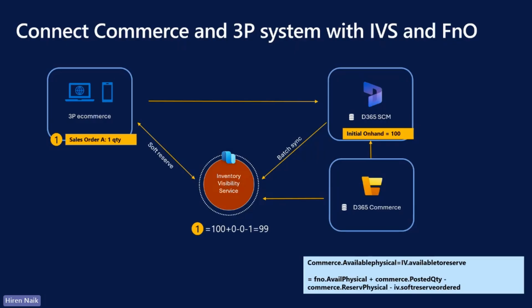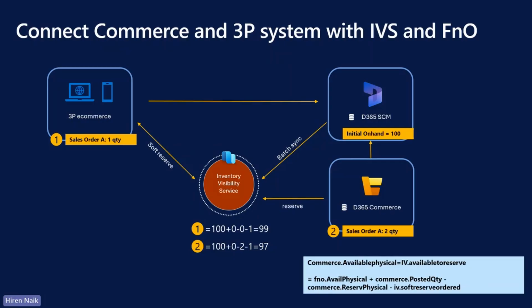And then it would minus commerce reserve physical, which is also 0 because there's no order for now from commerce. And then we minus 1 as the IVS soft reserve ordered quantity, because that is the one that is from third-party e-commerce. So now the available inventory is 99 at this date.